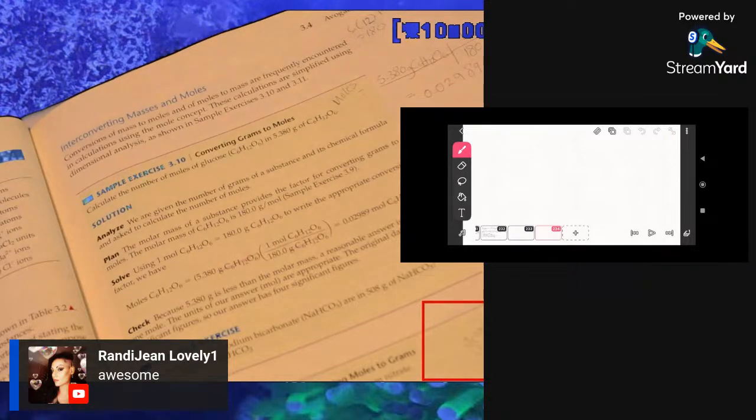Let's go. Calculate the number of moles of glucose. So the same problem we were doing, C6H12O6, and we have 5380 grams, and they want to find out how many moles. All right, the question is how many moles.